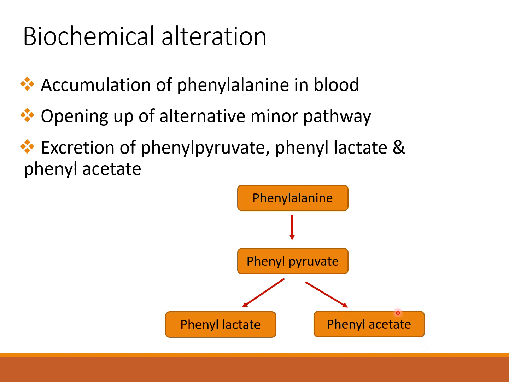So this phenylacetate gets conjugated with glutamine to form phenylacetylglutamine. So all these, the pyruvate, lactate and acetate, they are excreted in urine. So phenylpyruvate being a ketone, this disease is known as phenylketonuria. And phenyllactate and acetate usually give the mousy odor.